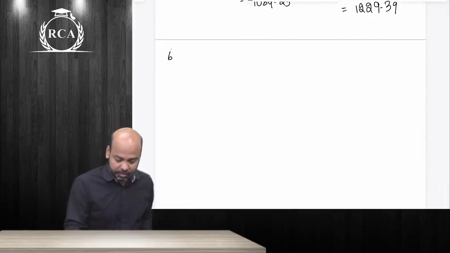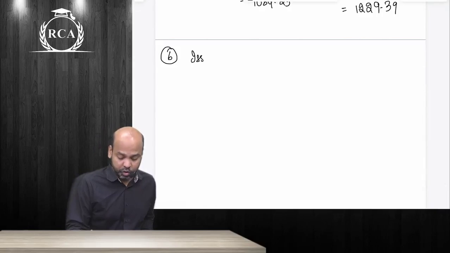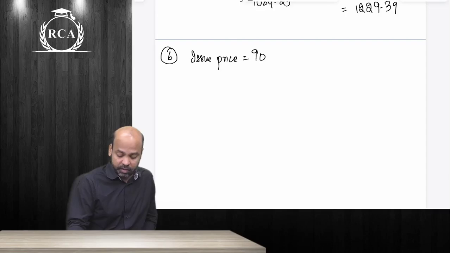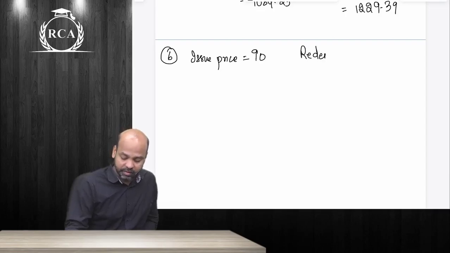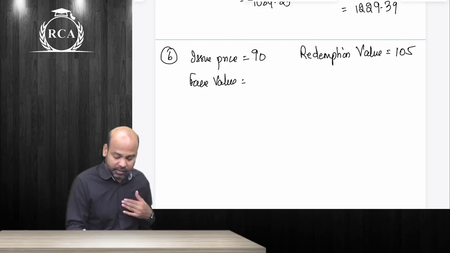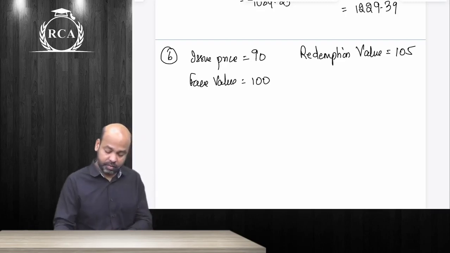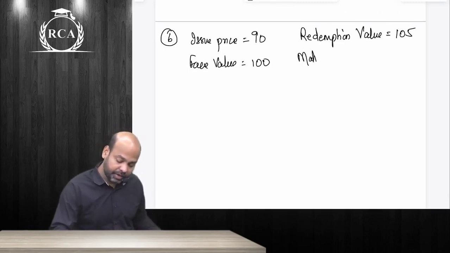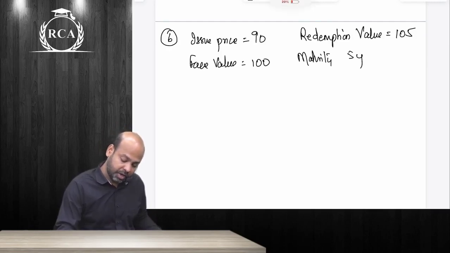Guys, question number 6, beta. Issue price, that itself will be your purchase price, beta. Issue price is 90 rupees. Redemption value, beta, is given as 105. Face value will be considered to be 100 rupees. Your interest amount, guys. Maturity कितना? 5 years है ना? Maturity is 5 years.